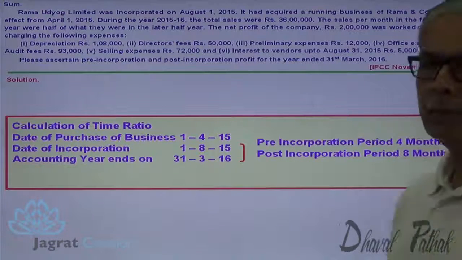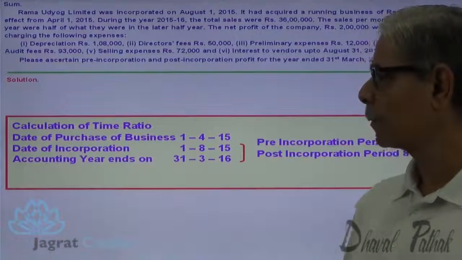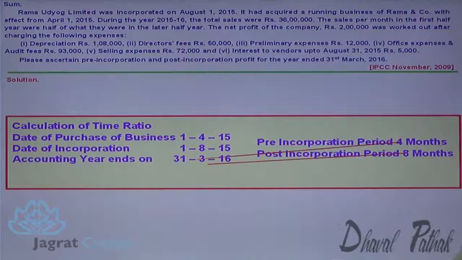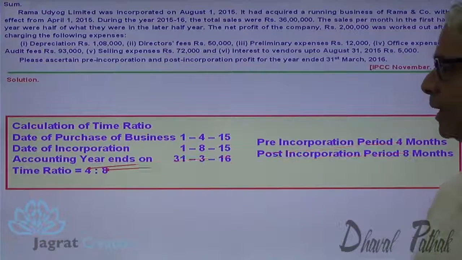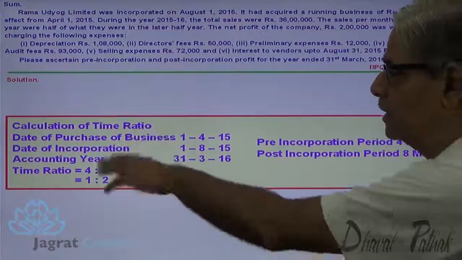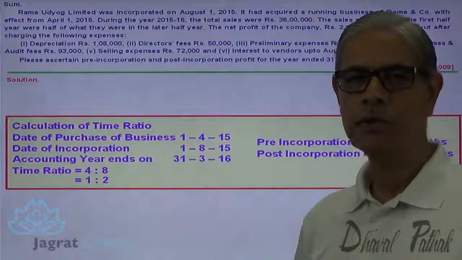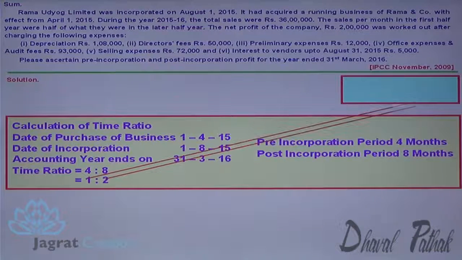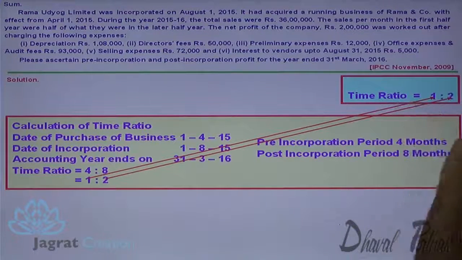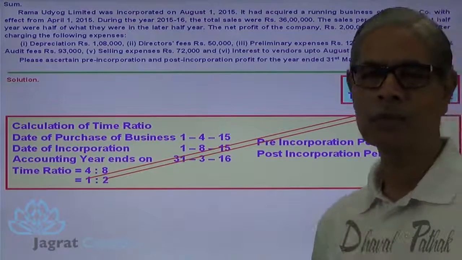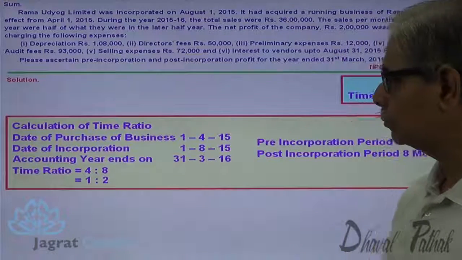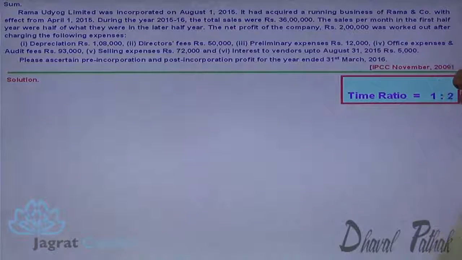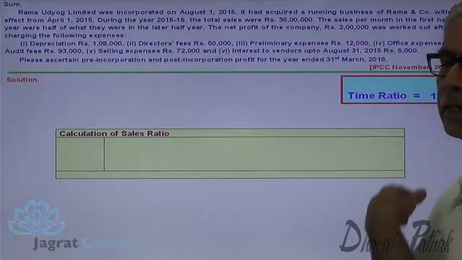Time ratio between pre and post, 4:8. That is 1:2. So this is how time ratio is worked out. I will write down time ratio in a corner because I am going to use this time ratio for the purpose of solving the sum. Now I want to work out next sales ratio.